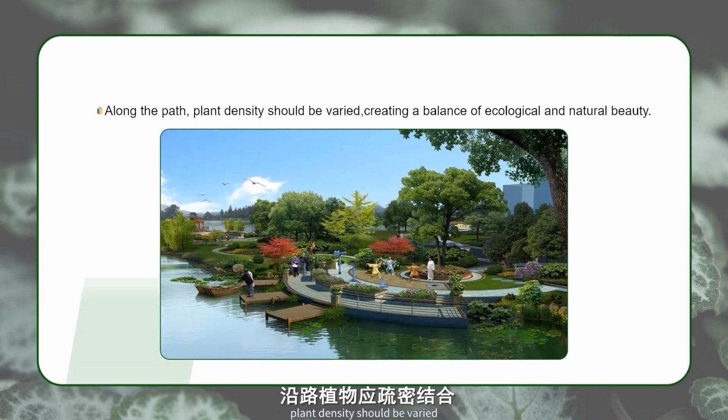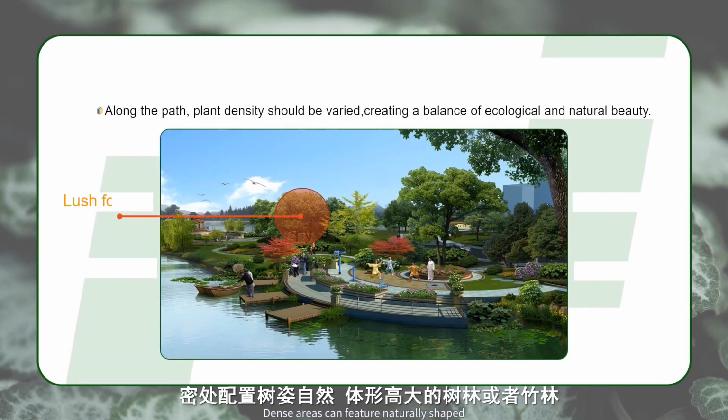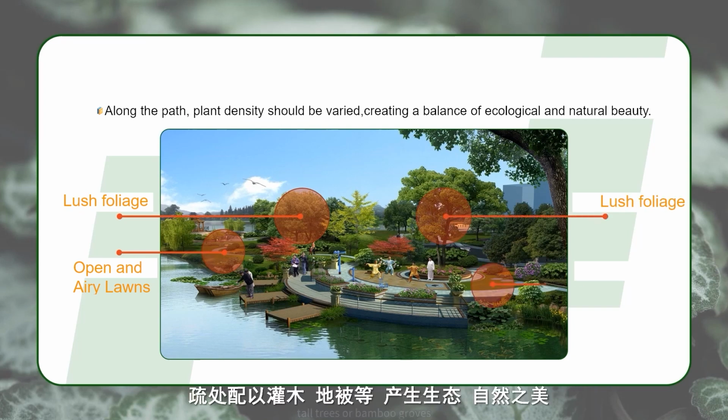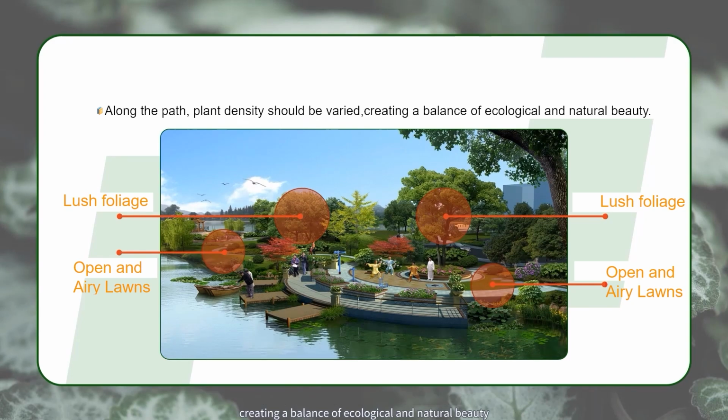Along the path, plant density should be varied. Dense areas can feature naturally shaped tall trees or bamboo groves, while sparser sections can be planted with shrubs and ground cover, creating a balance of ecological and natural beauty.